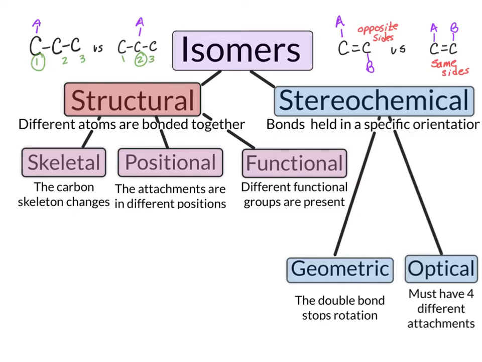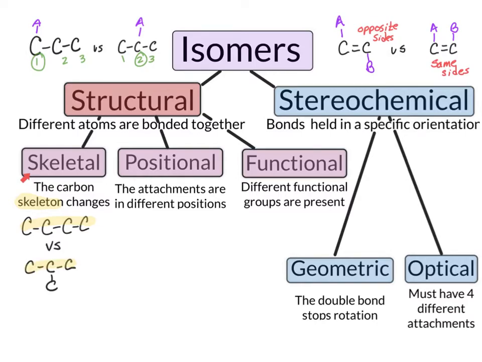Of the structural isomers, there are 3 variants of structural isomers, and these are what we're going to categorize our different isomers into. The first category is skeletal isomers. Skeletal isomers talk about the carbon skeleton changing from one position to another. So it has the same number of carbons, but they are attached differently.